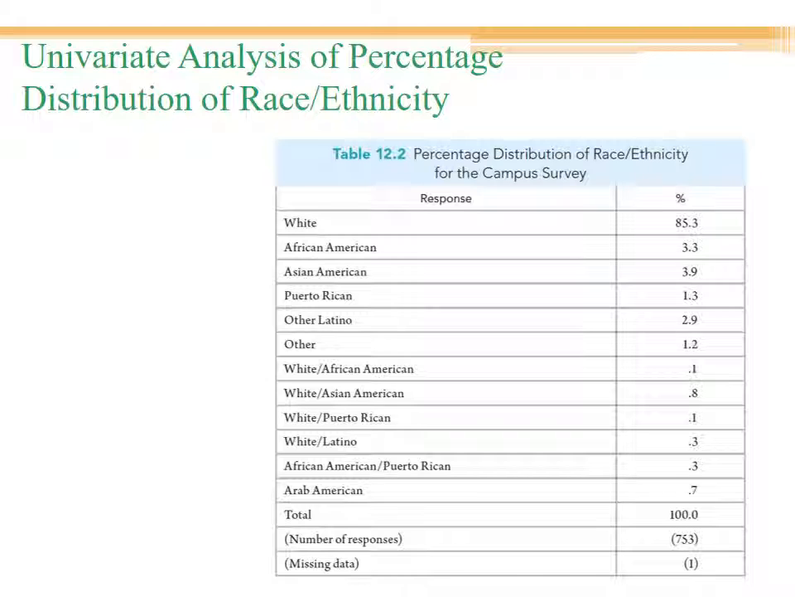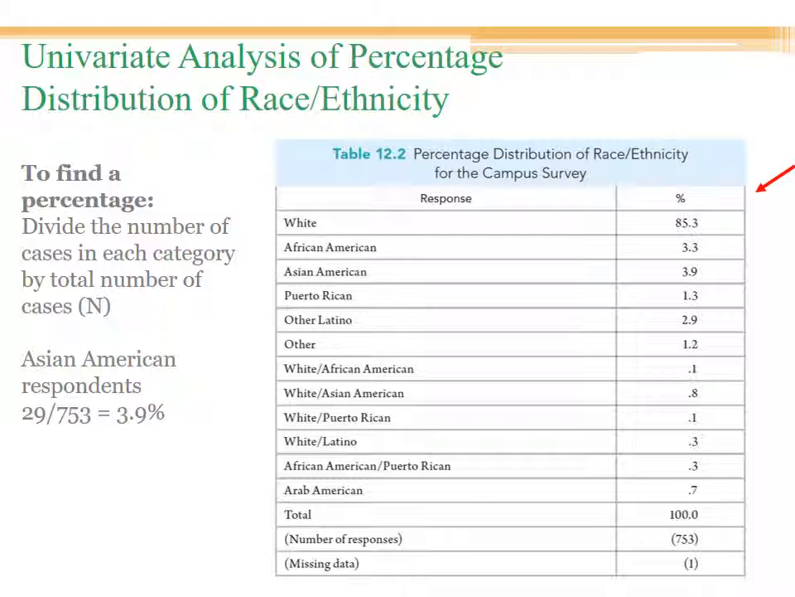This is a table also representing a univariate analysis, but of a percentage distribution. Here at the top, the table tells us it's a percentage distribution. Remember that to find a percentage, you have to divide the number of cases in each category by the total number of cases. To find the percentage of Asian American respondents, we would take the number of cases who labeled themselves as Asian American, so 29, and divide it by the total number of responses, 753. I got these numbers from the previous table that showed frequency distributions. So this would give us 3.9% of Asian American respondents.